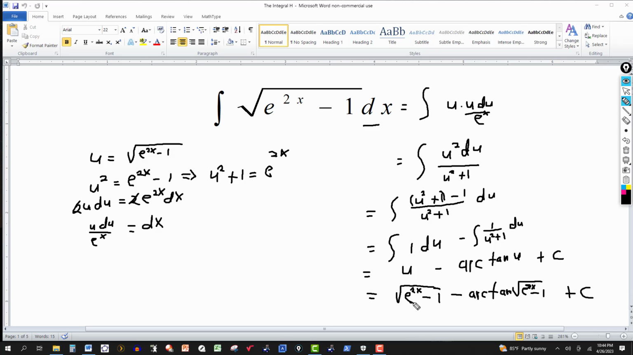So again, our answer is the square root of e to the 2x minus 1, minus arctangent of the square root of e to the 2x minus 1, plus the constant of integration.